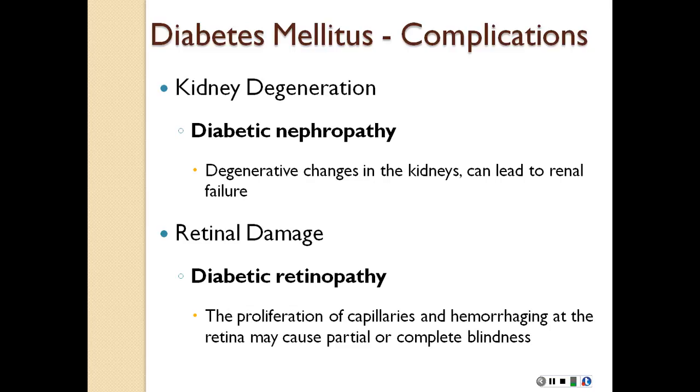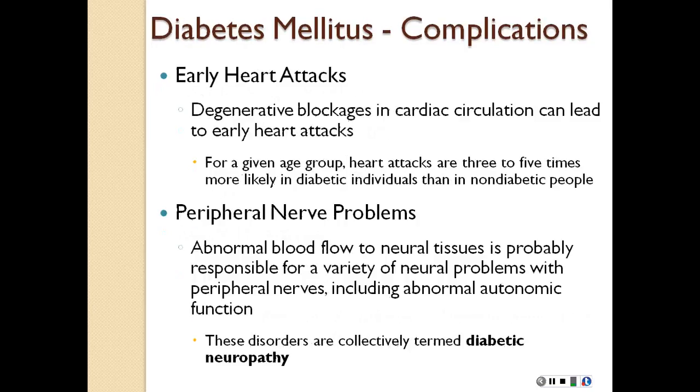So diabetes mellitus can cause kidney failure and blindness. In diabetic retinopathy, the proliferation of capillaries and hemorrhaging at the retina may cause partial or complete blindness. And for early heart attacks, degenerative blockage in cardiac circulation can lead to early heart attack. So these are all very serious complications that can occur in those that have diabetes, especially if they have it for a long time.